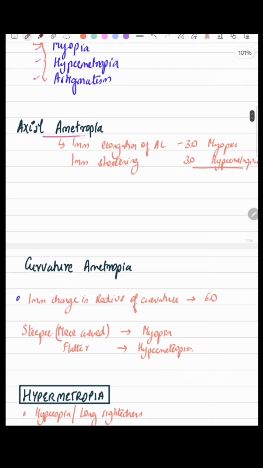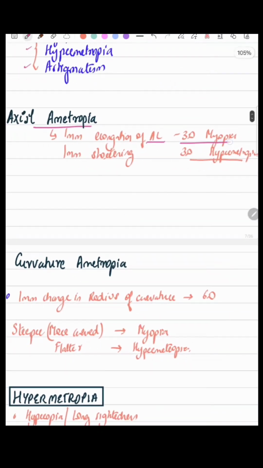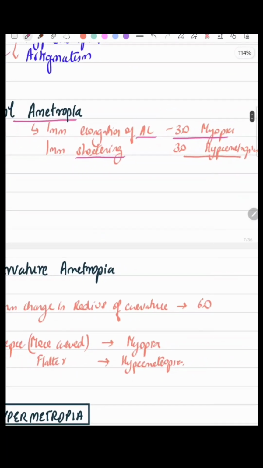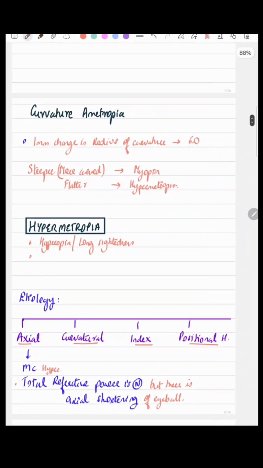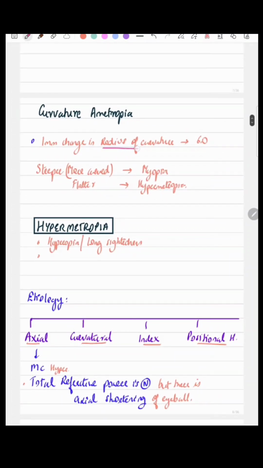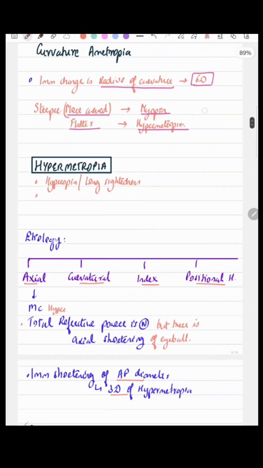Now axial ametropia is when there is 1 millimeter elongation of axial length, it causes minus 3 diopters of myopia. Or if there is 1 millimeter shortening of axial length, it causes 3 diopters of hypermetropia. In curvature ametropia, if there is 1 millimeter change in radius of curvature of the cornea, it produces a 6 diopter change of refraction. A steeper, that is more curved, cornea produces more myopia, and a flatter cornea produces hypermetropia.